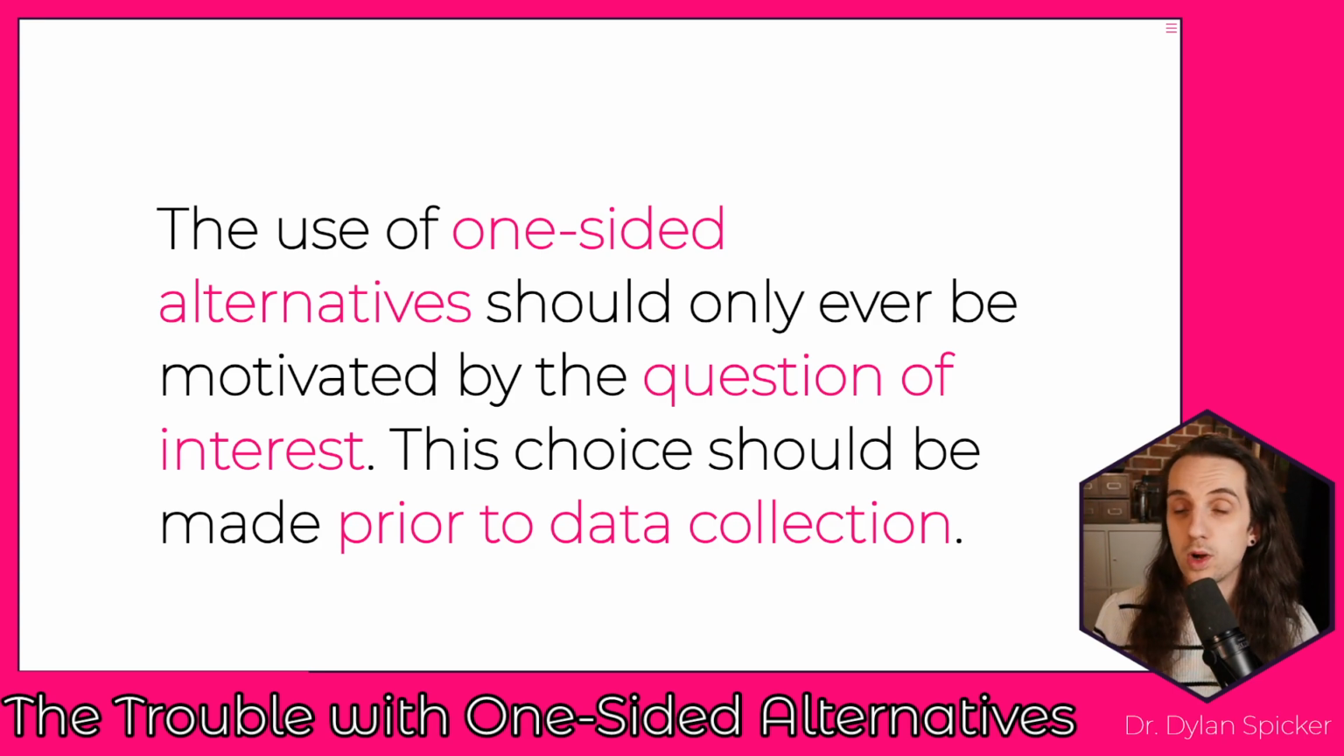So the use of a one-sided alternative in hypothesis testing should only ever be motivated by the question of interest. If you are going to use a one-sided hypothesis test for your question of interest, you really should be making this decision prior to having collected any data. You should never look at the data that you've collected and then decide, okay, now I'm going to be running a hypothesis test that is one-tailed. Okay. And so we'll try to understand why this is the case.